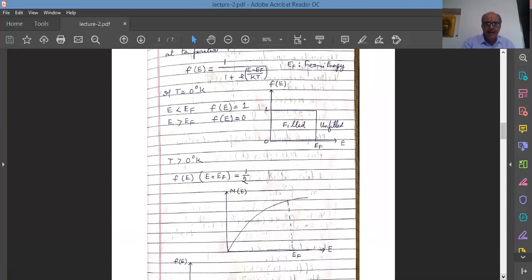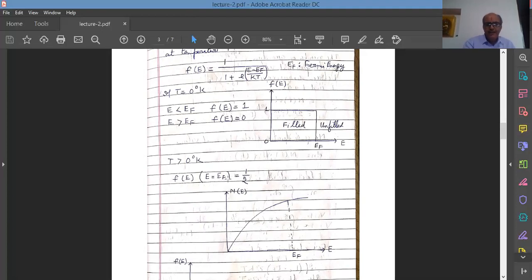Suppose now T is larger than 0. If T is greater than 0, it is not 0 degree Kelvin. Then we cannot define F(E) like this. The only thing we can say is that if E is equal to EF, that means the energy corresponds to the Fermi energy, then the value of F(E) comes out to be half. That means if the temperature is not 0 degree Kelvin, then corresponding to E equal to EF, the probability of finding the electron is just half.